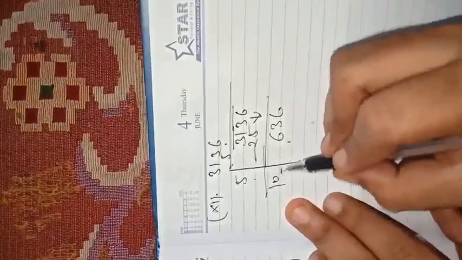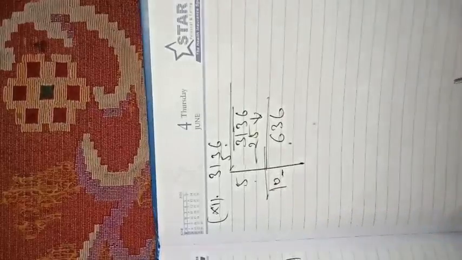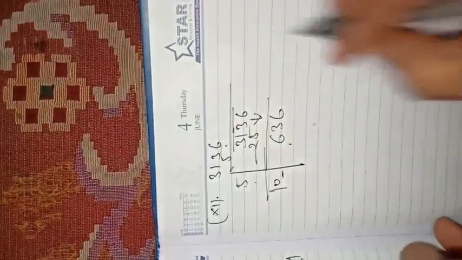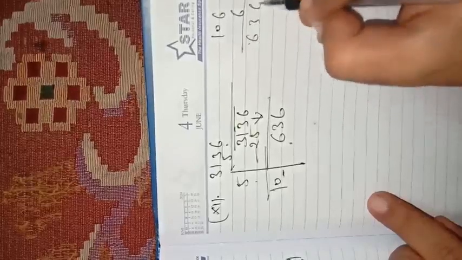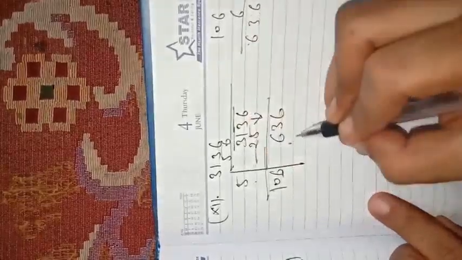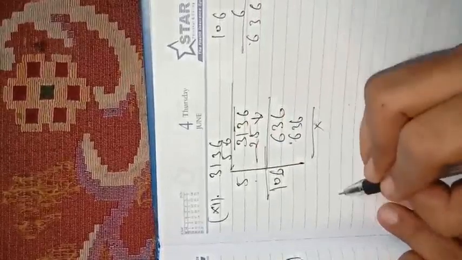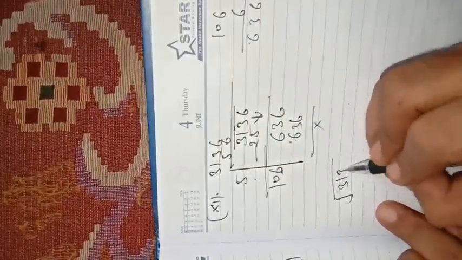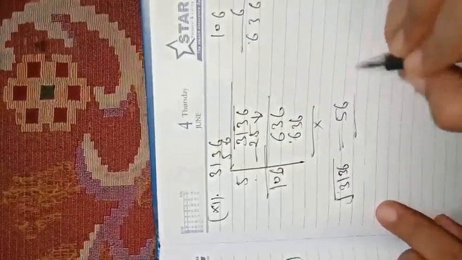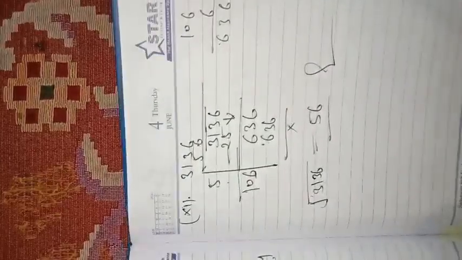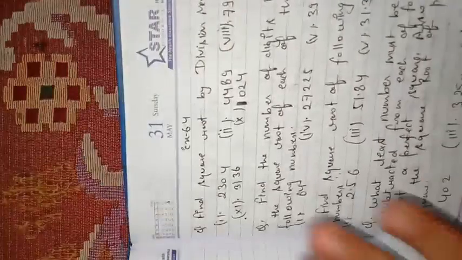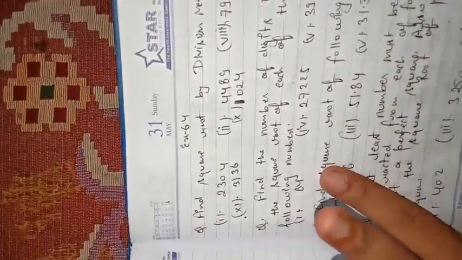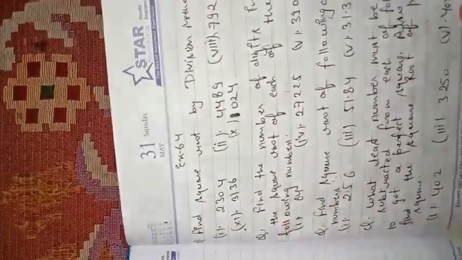Now how can you get 6? Which number should be multiplied to itself to get 6? That is 6. So we should try this 6. So 106 6s are 636. So fill this blank by 6, and square root of 3136 we have calculated, and that is 56. I hope you understood this method, and this method is known as division method. So students, all the remaining parts you will calculate the square root by using division method only.